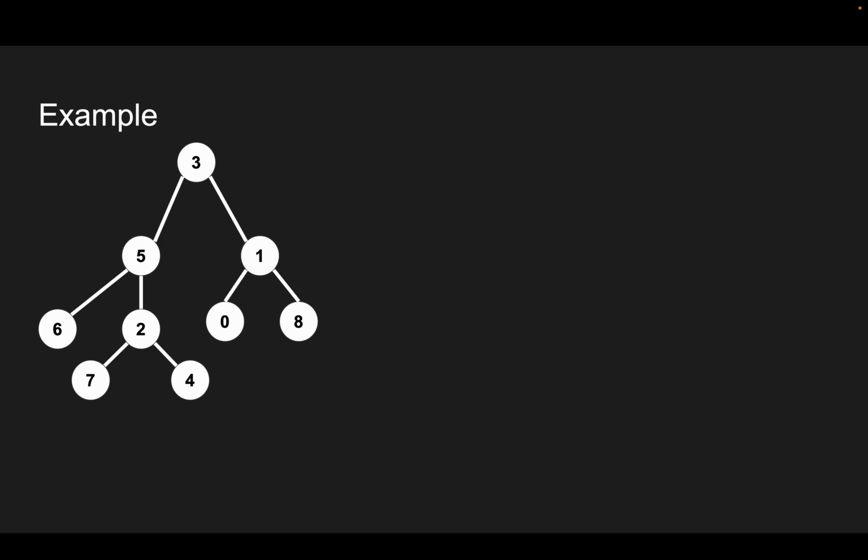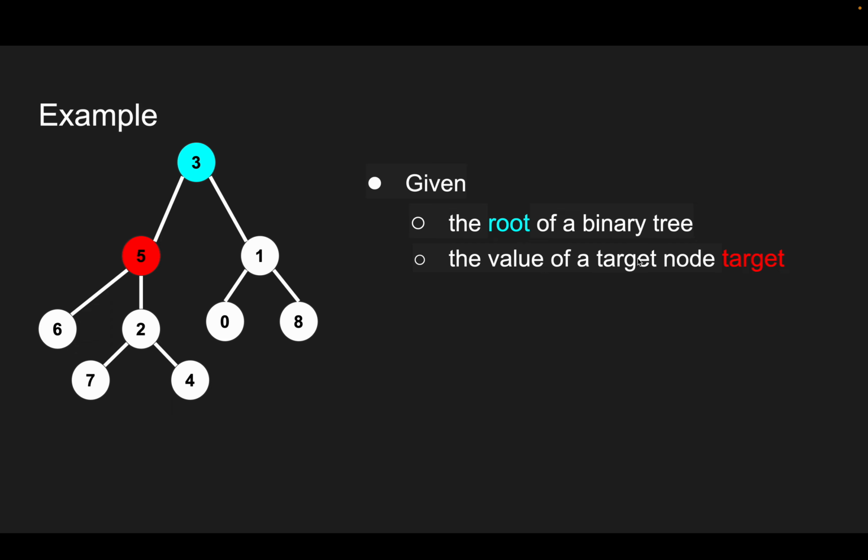The example raised in the problem description is this binary tree. Given the root of the binary tree, which is 3, and the value of a target node, which is 5, and an integer k equal to 2, we want to find all the nodes that are distance 2 away from the target node 5.